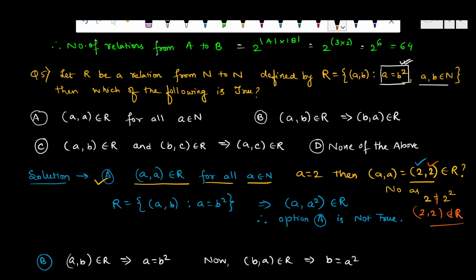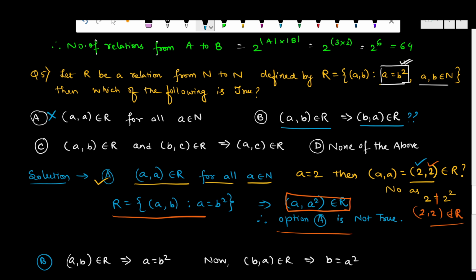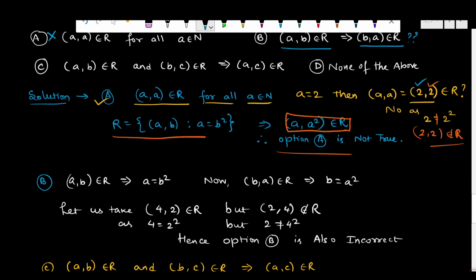So (a, a square) can be in R, but (a, a) cannot be in R, right? So option A is incorrect. We cancel this. Now check for option B. Option B says (a, b) belongs to R means (b, a) belongs to R. Is this true? Let us see over here.